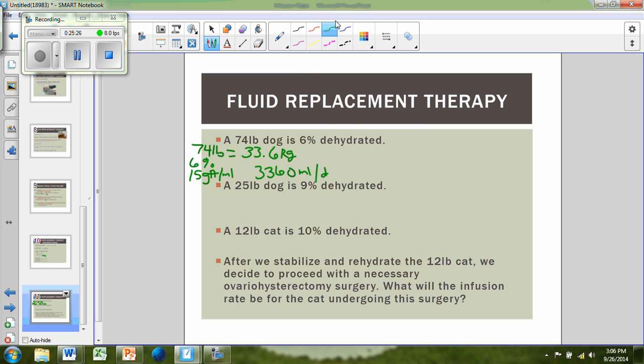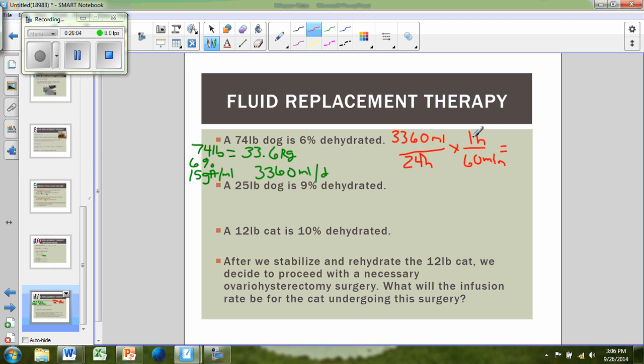Now, the second part of our problem: we need to find mLs per minute. So what we're going to do is take our 3,360 mLs over 24 hours, which I'm going to put up here because 24 hours is 1 day, so they're the same thing, and hours is easier to convert to minutes because I'm trying to find mLs per minute. So in 1 hour, there are 60 minutes.